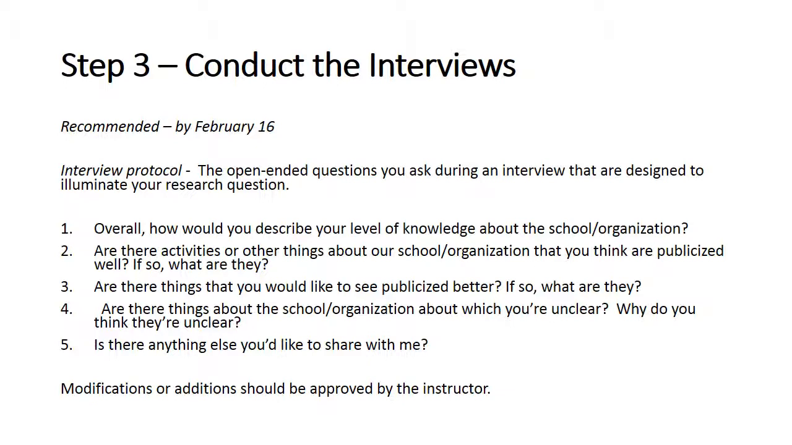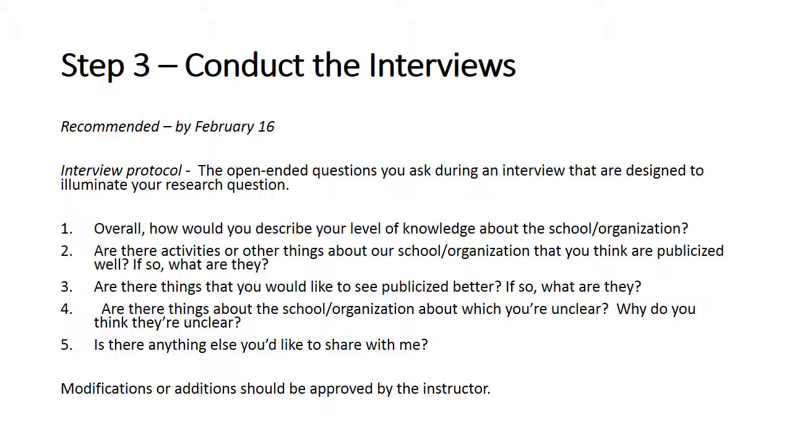Notice that these questions are not simple yes/no questions. That is, you cannot answer them with a simple yes or a simple no. Number 1 is, overall, how would you describe your level of knowledge about your school or organization? 2, are there activities or other things about the school or organization you think are publicized well? If so, what are they? 3, are there things you would like to see publicized better? If so, what are they?